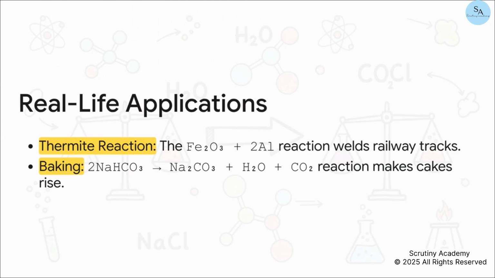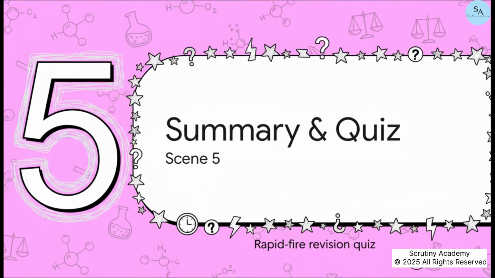So why does all this matter? Well, chemical equations are describing things happening all around you. That thermite reaction we just calculated, it gets so hot it's used to weld massive railway tracks together. An airbag in a car, that's a super fast chemical reaction. Even baking a cake, the reason it gets all light and fluffy is because of the gas produced in a chemical reaction.